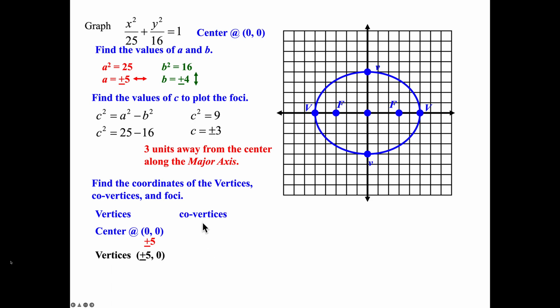If they want to know the co-vertices, take that plus or minus 4, add it to the y-coordinate of the center. There's your co-vertices. If they want to know your foci, where are they located? That's that distance of C. Add and subtract that to the x-coordinate of your center. Plus or minus 3, 0.